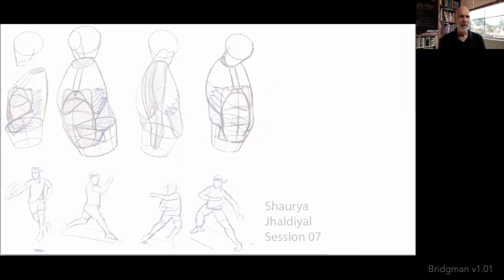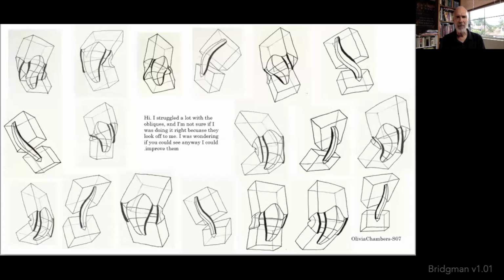Okay. Here, Olivia says, I struggle a lot with the obliques, and I'm not sure I was doing it right because they look off to me. I was wondering if you could see any way I could improve them. They're doing the job, Olivia. Here's where I see that they're doing the job.